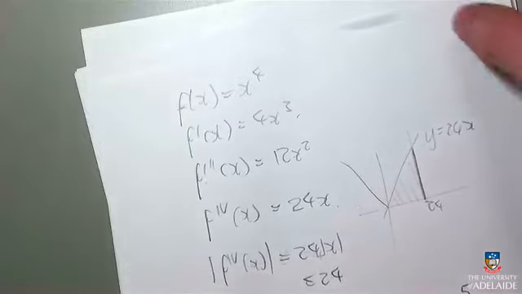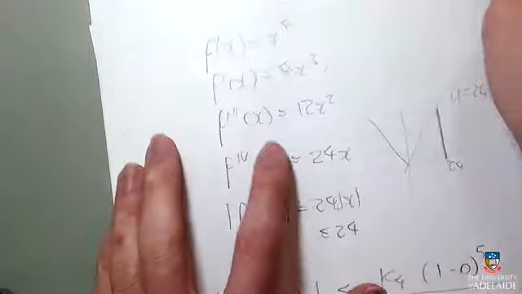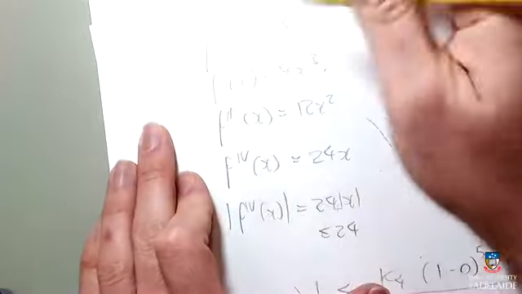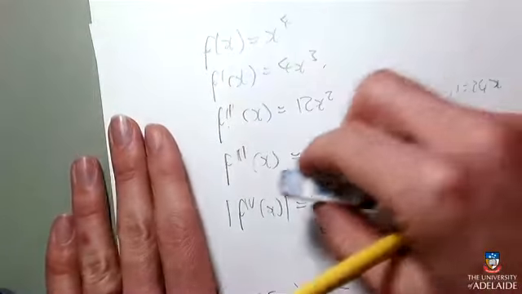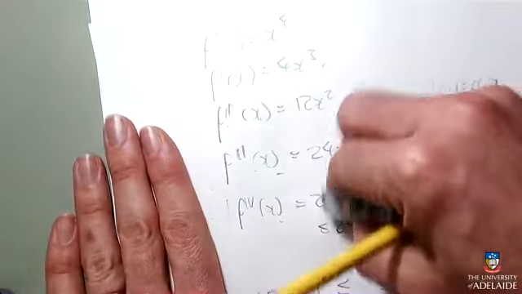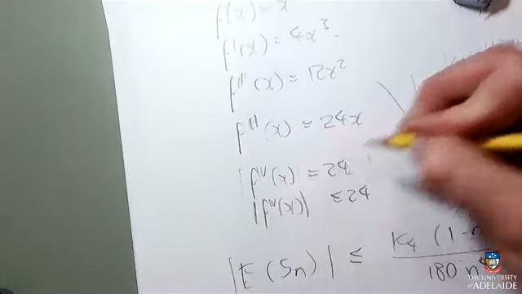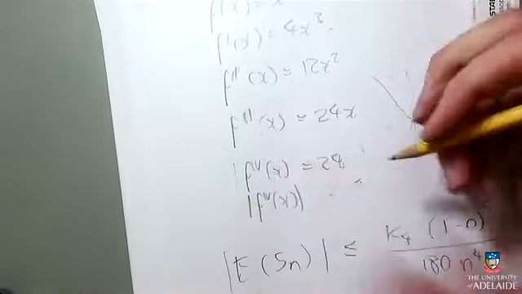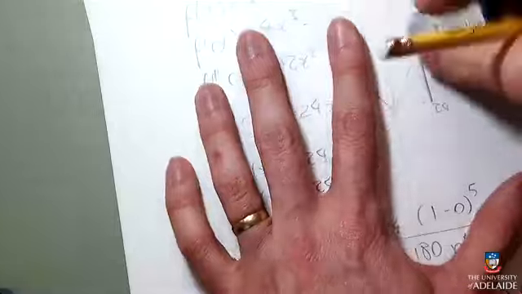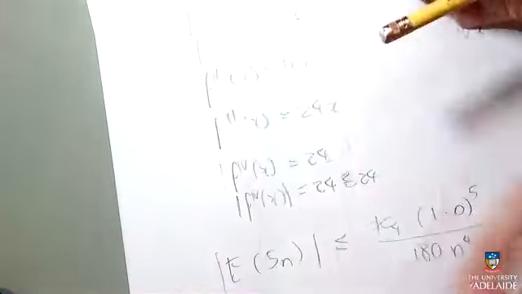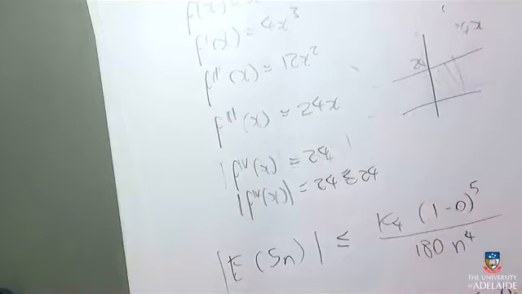So back at this point, that's the first derivative. This is only the second derivative. This is the third derivative. The fourth derivative is 24, right? And the absolute value of the fourth derivative is still 24, which is less than or equal to 24. And the graph is actually just this. Okay, cool.